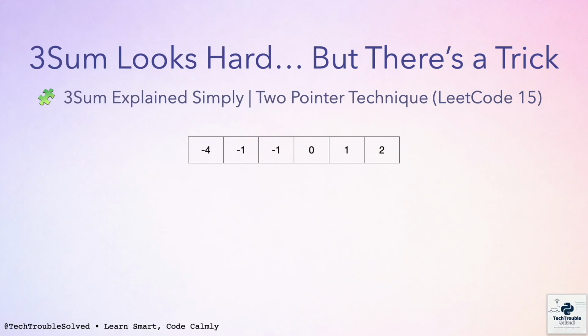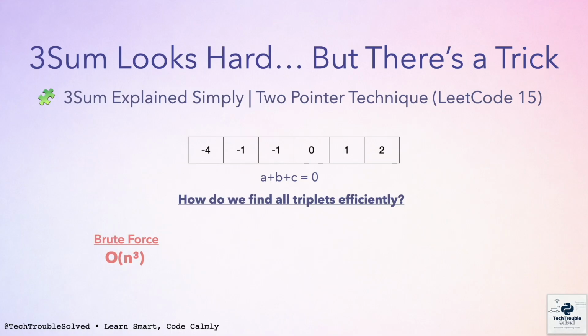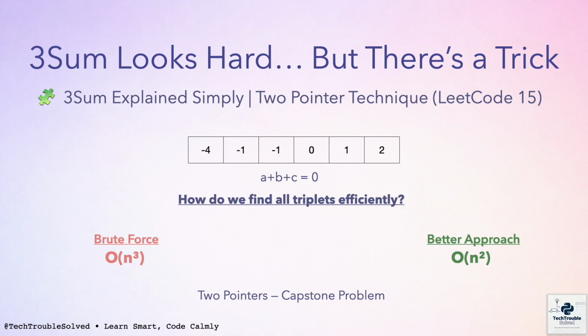At first glance, this problem looks quite difficult. You might think we need to try every combination of three numbers, which would take n cubed time. But there is actually a clever trick. Using the 2 pointer technique, we can reduce the complexity to n squared and solve the problem much more efficiently. That's why many people consider 3Sum a capstone problem for mastering 2 pointers. So let's break it down step by step.